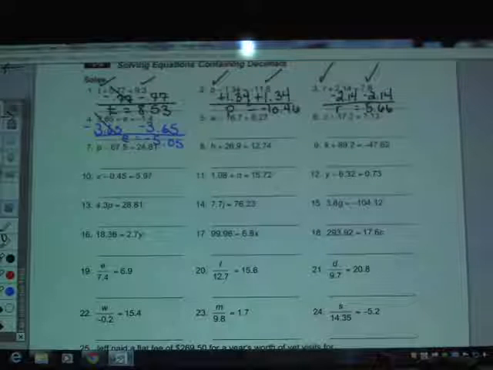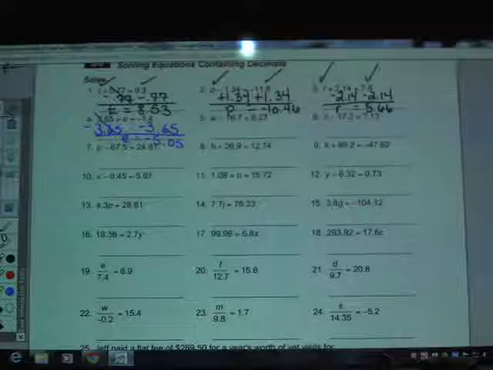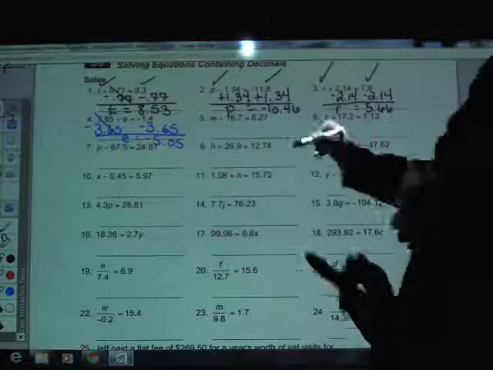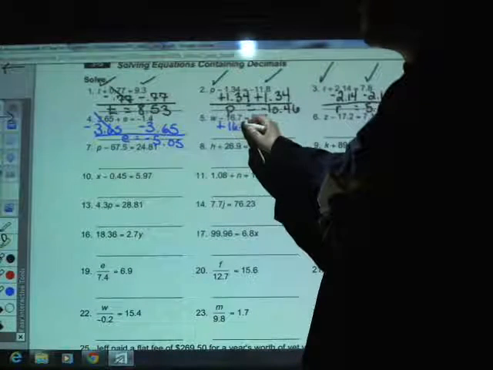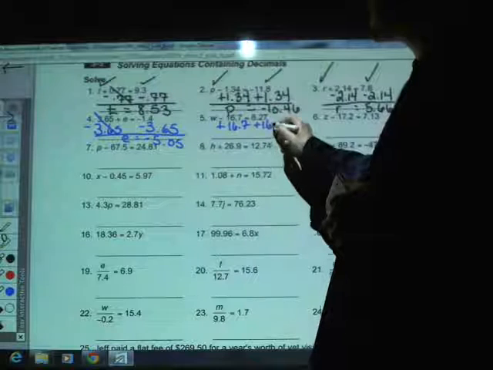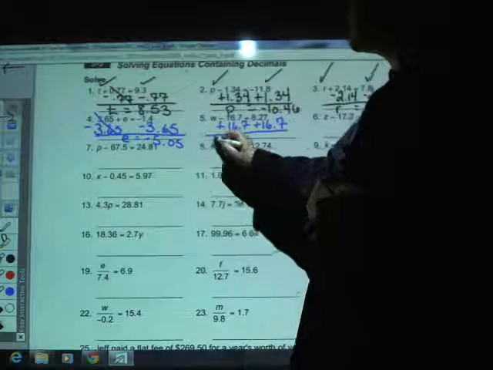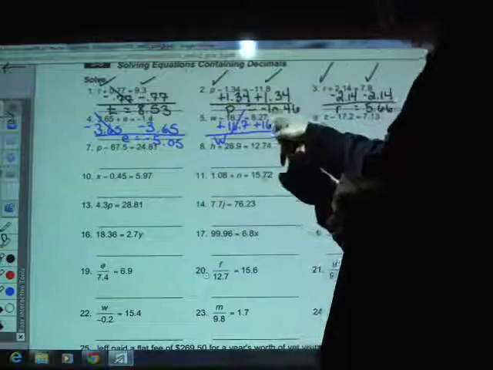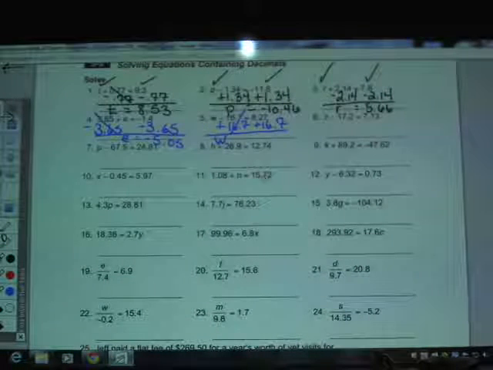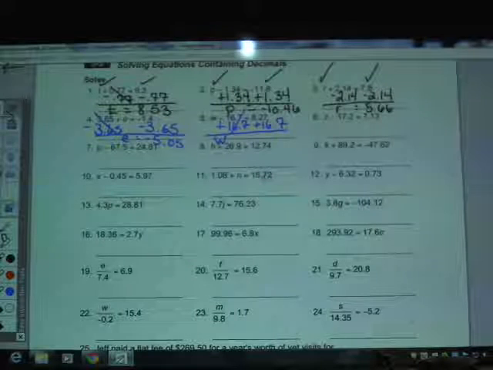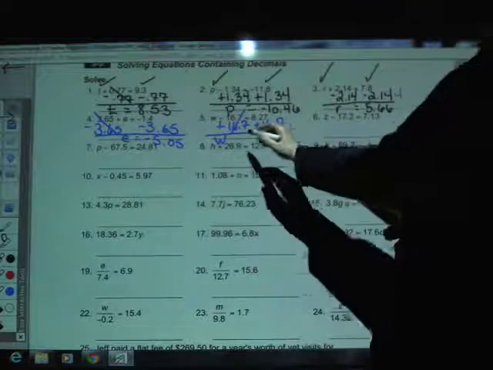Okay, number 5. w minus 16.7 equals 8.27. So variable on the left, w, that's a good thing. Number on the right, 8.27, that's a good thing. So the only thing that's wrong here is the 16.7. That's what we're going to have to move. I'm going to move 16.7 by doing the opposite, which is to add. So I'm going to add 16.7 to both sides. And so those are going to cancel out, and I'm going to solve this one by doing 8.27 plus 16.7, and the result there is going to give me 24.97.